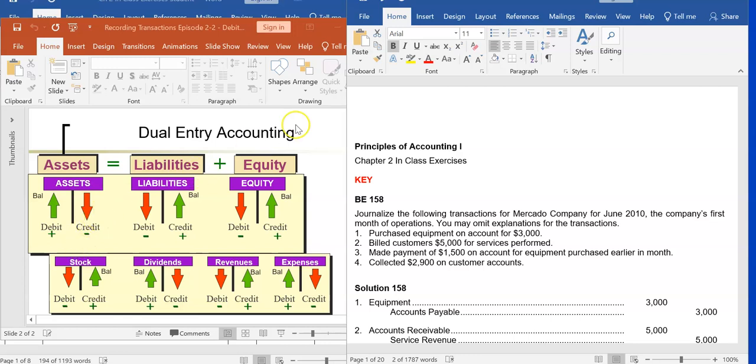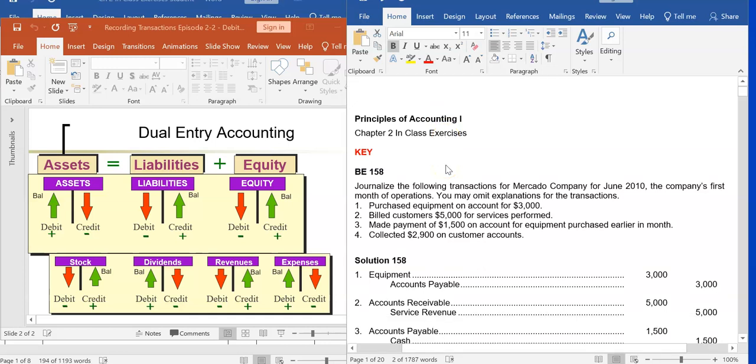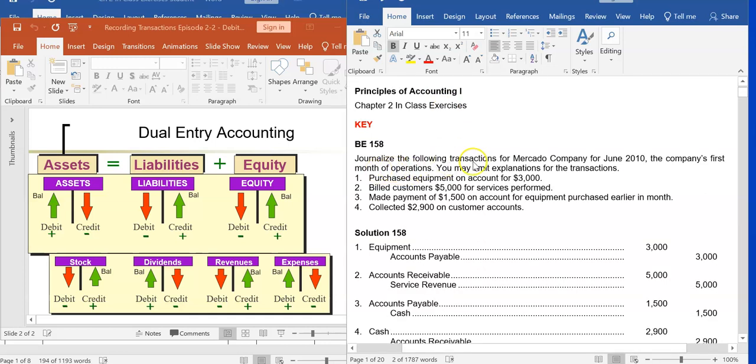Okay, so looking at the in-class exercises or the example problems, the first one we're going to look at are transactions for this company, the Mercado, for June 2010. This is the very first month of the company's operations. We are going to prepare journal entries. The journal entries are prepared in the general journal, which is the original book of entry into the accounting system. What we're going to do is tell the accounting system what accounts need to change as a result of the business transaction.